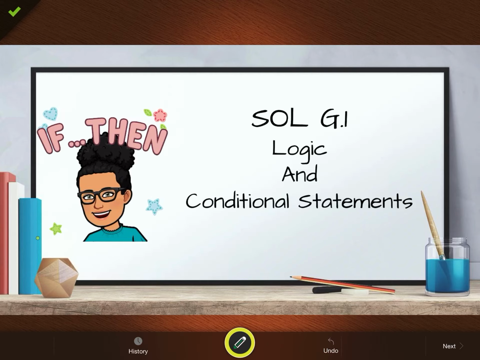Some of you are going to love this. Some of you are going to feel like you've come into an English class rather than a math class. It is a part of geometry. And so let's just jump on in.